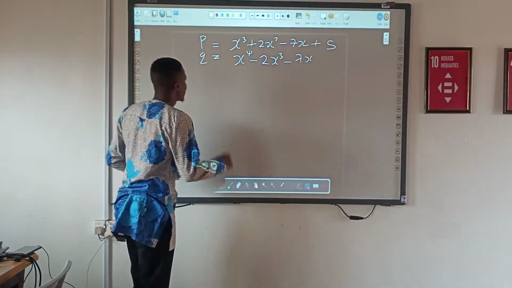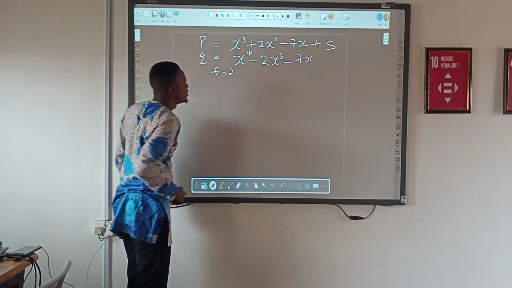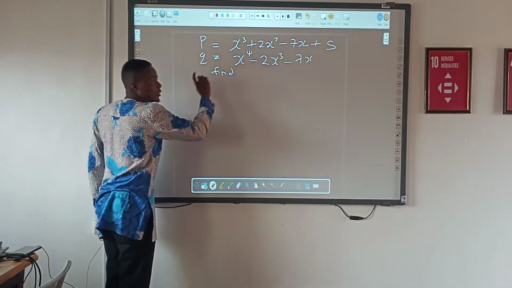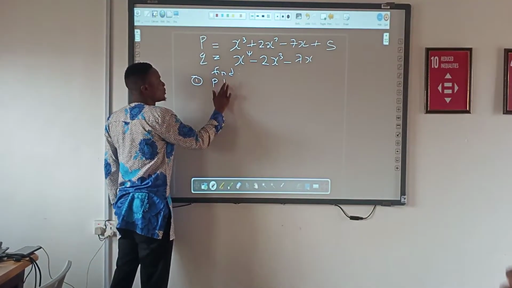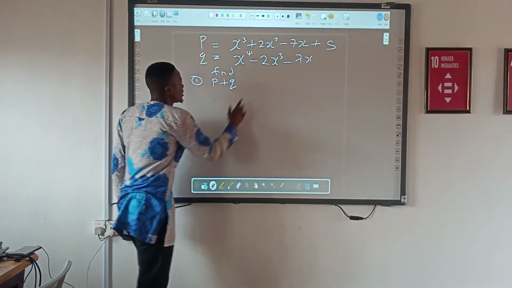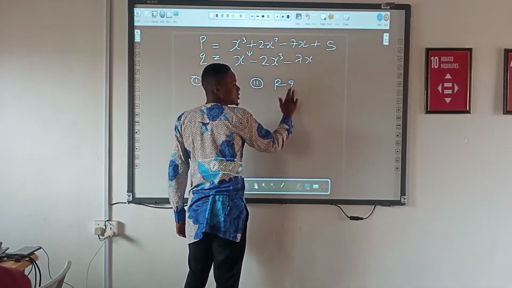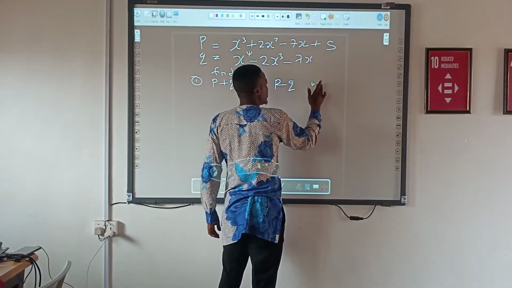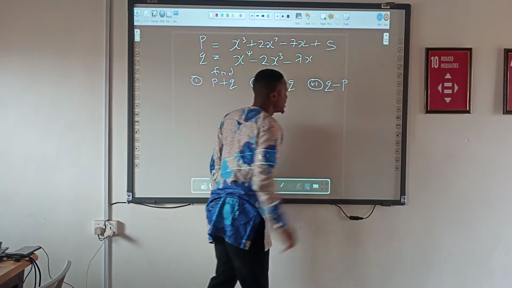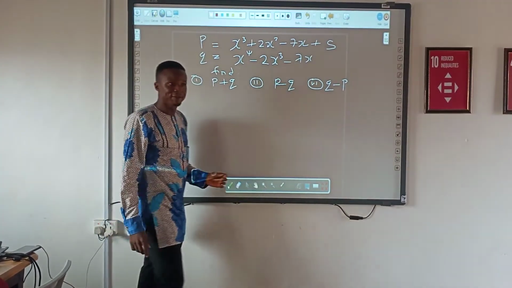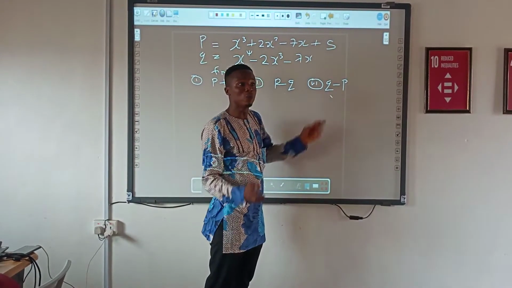And the examiner says, find P plus Q. Another one, we can have P minus Q. Another one, you can have Q minus P. If it is WAEC, they might ask you to verify if P minus Q and Q minus P are commutative.